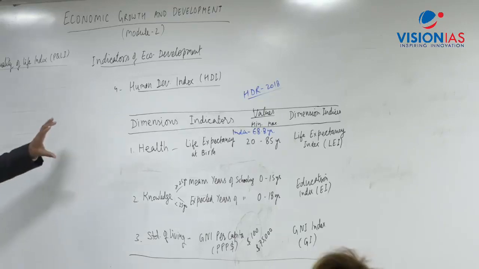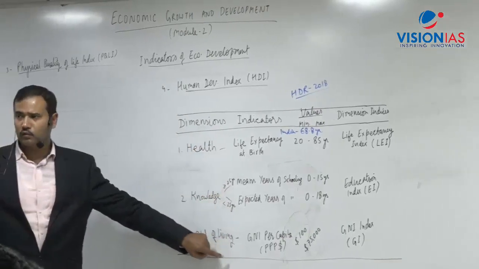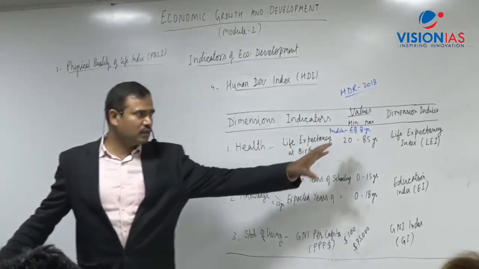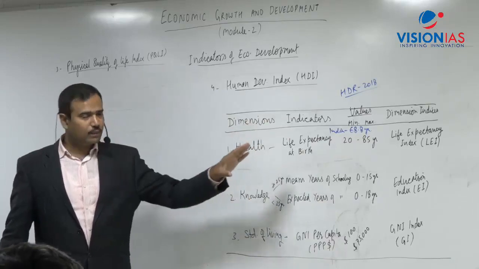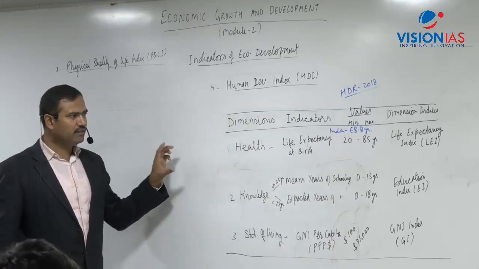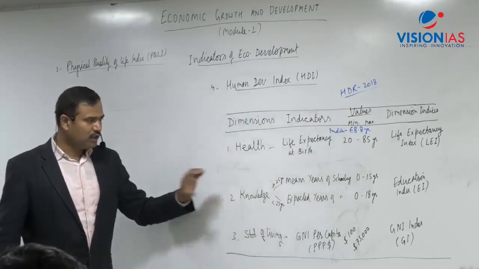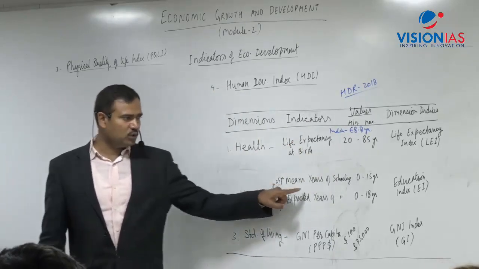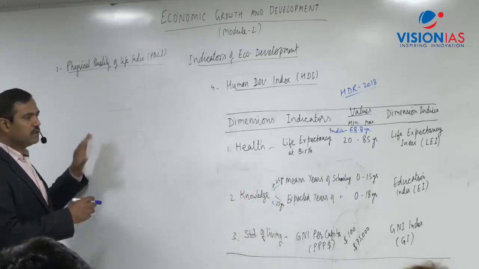Okay, so these are the three dimensions, and the indicators are 4: 1, 2, 3, 4. Four indicators, with values and names. First of all I'll explain the indicators. Health, I told you already, is life expectancy at birth, average lifespan. And knowledge is now measured by mean years of schooling. So what is mean years of schooling? You may write it down separately.